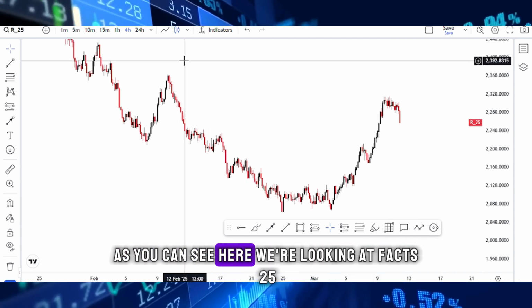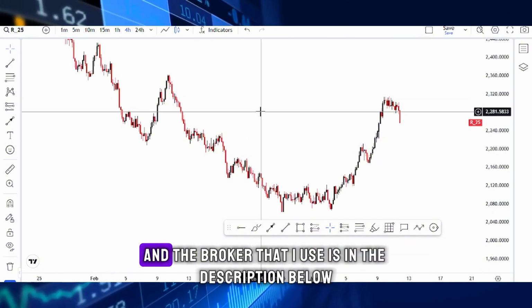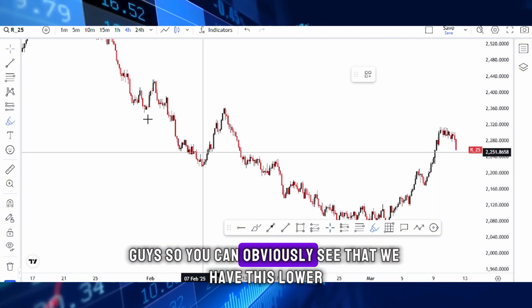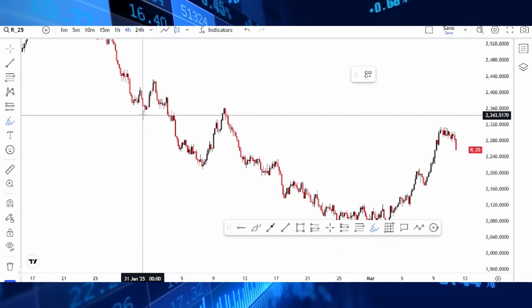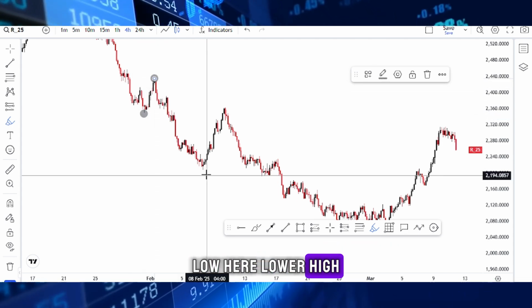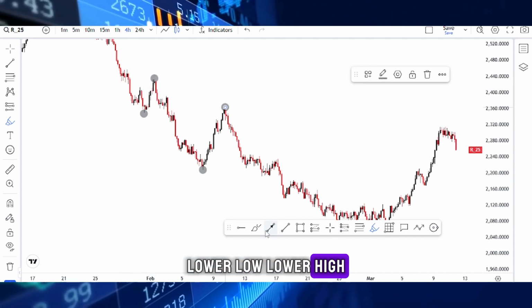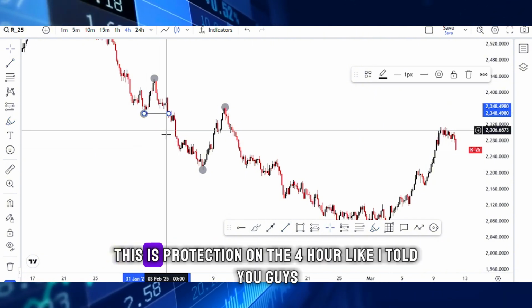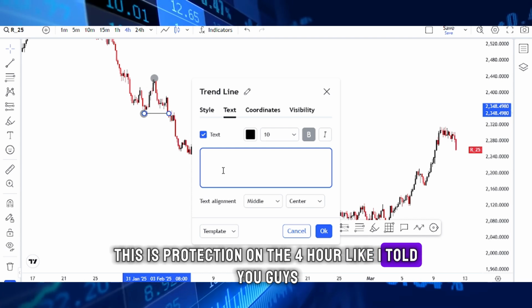So as you can see here, we're looking at VEX25, and the broker that I use is in the description below, guys. You can obviously see that we had this lower low, lower high, lower low, lower high, which shows that the market is pushing to the downside. This is price action on the 4-hour, like I told you guys.